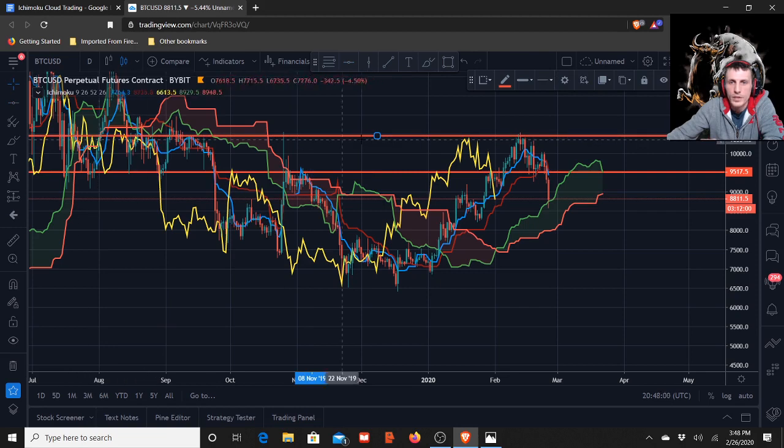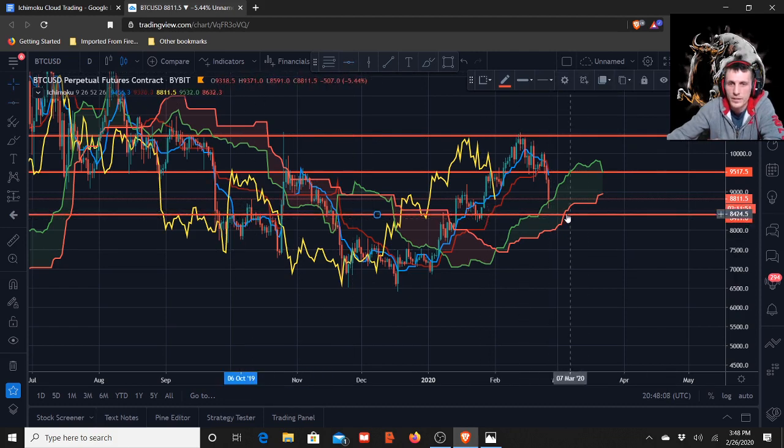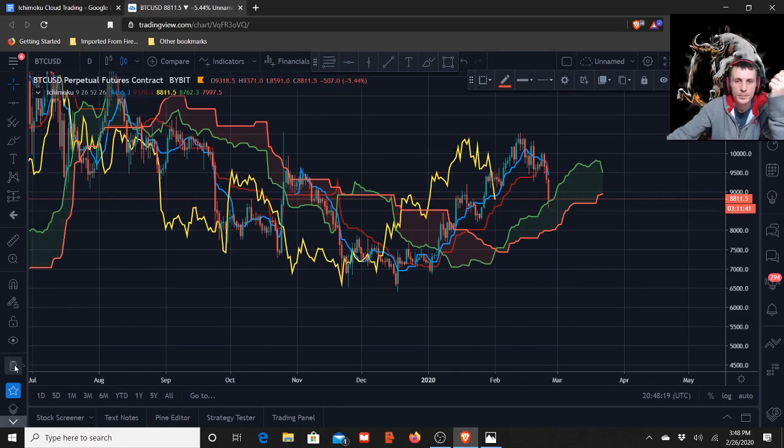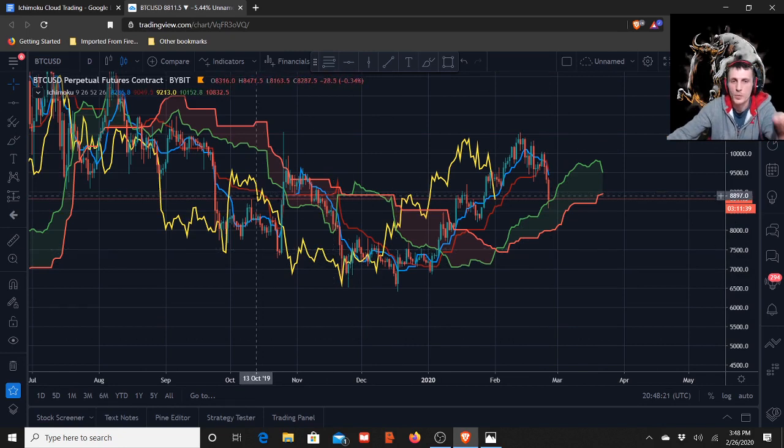We touched a few times over here, and as you can see, it is acting as resistance, and you can go through and do this all the way until you're blue in the face. Another support. Old resistance becomes new support. You guys know that. We've talked about it before. But that's how you find support and resistance with the lagging span line.